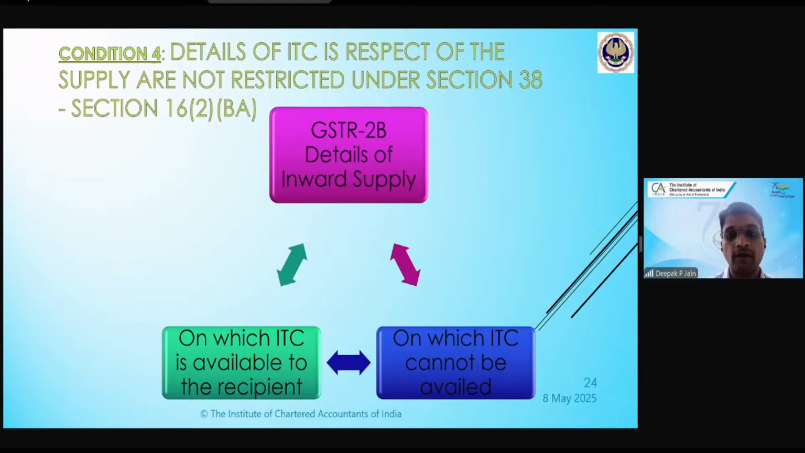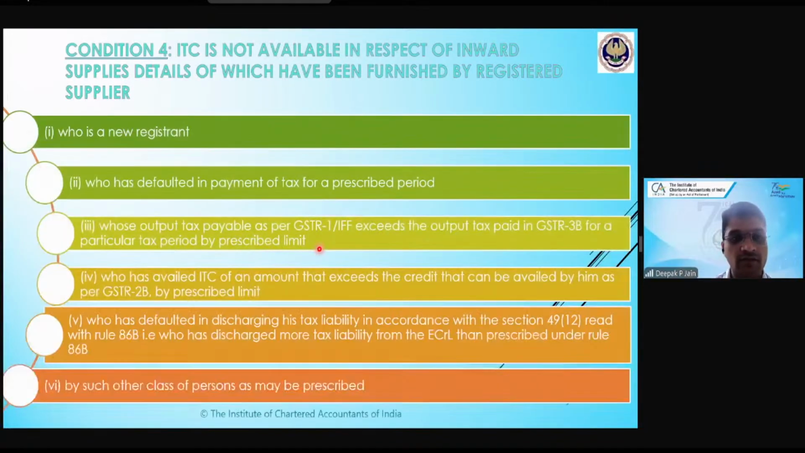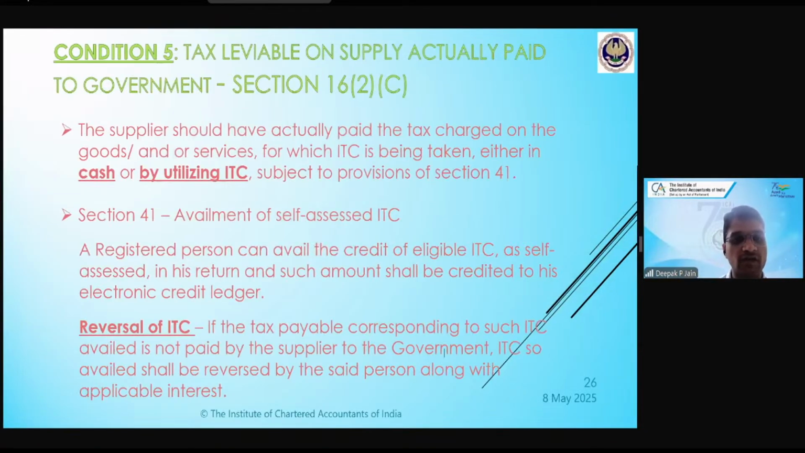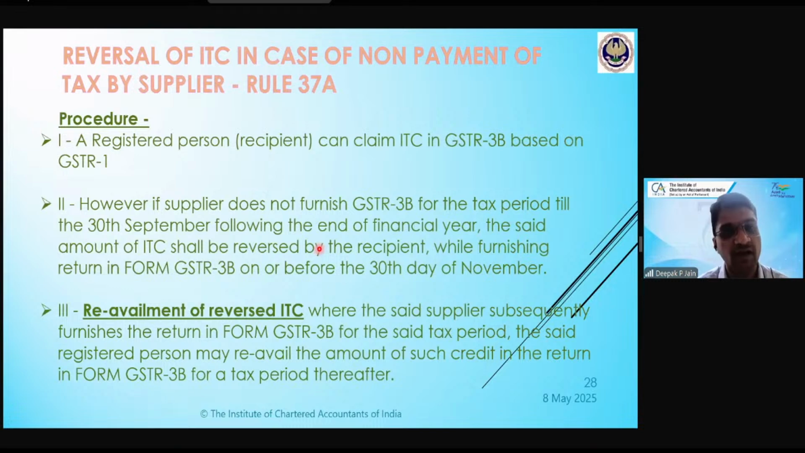Okay. So this is what we understood, and then we have all these five conditions under section 16. The 6th also we understood: avail, reverse, and re-avail, and reversal of ITC in case of non-payment.